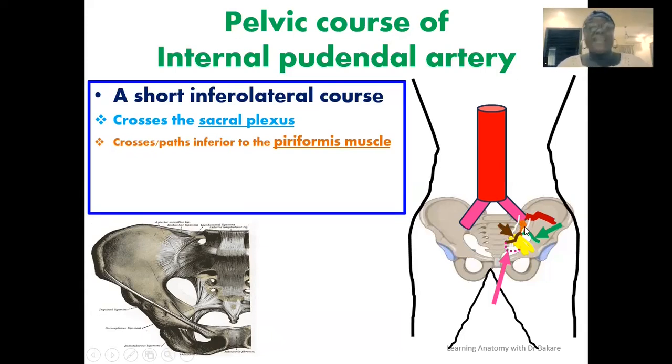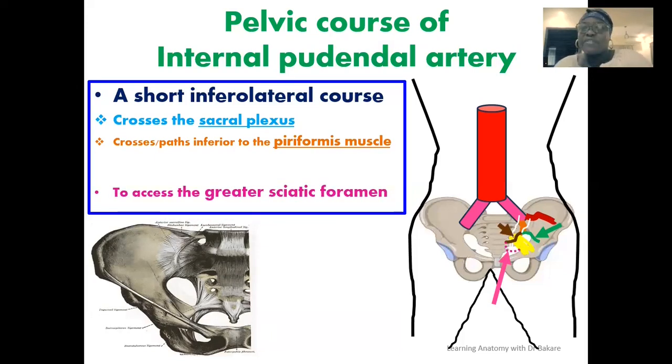We know that the sacral plexus is a collection of nerves that is located at the posterior region of the pelvic cavity. We also have the piriformis here that is highlighted in yellow that is also seen to be positioned around the posterior pelvic wall. So you see that after the emergence of the internal pudendal artery from the anterior trunk of the internal iliac, it is seen to cross the sacral plexus and also the piriformis. And after crossing these two structures, you see that it is directed towards the greater sciatic foramen. And this is how it's able to exit the pelvic cavity.